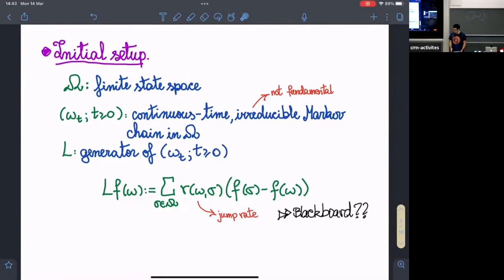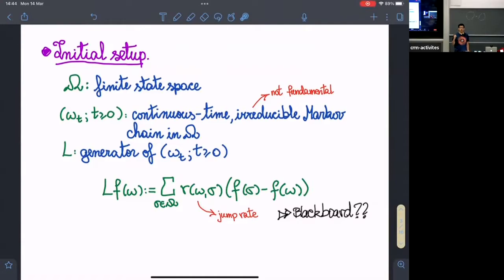So what is the setup now? We have a finite state space omega. Here, in order to keep the technical problems to a minimum, I'm always going to talk about finite state Markov chains, because then you don't have to worry about infinities and convergence and stuff like that. So everything is going to be finite, so everything is going to be well defined. So I have a finite state Markov chain.